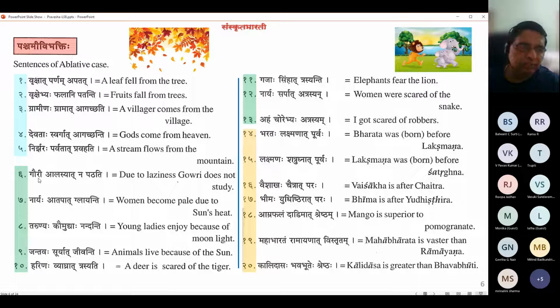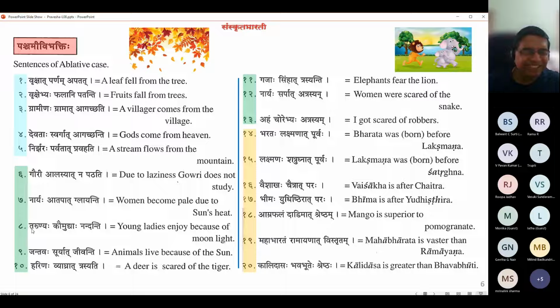Continue, sir. Gauri alasyat na pathati. Due to laziness, Gauri does not study. Naryah atapat glayanti. Women become pale due to sun's heat. In fact, they will become red. Anyway, we'll take this paleness.